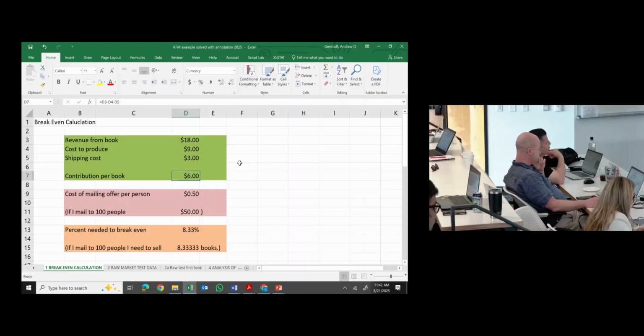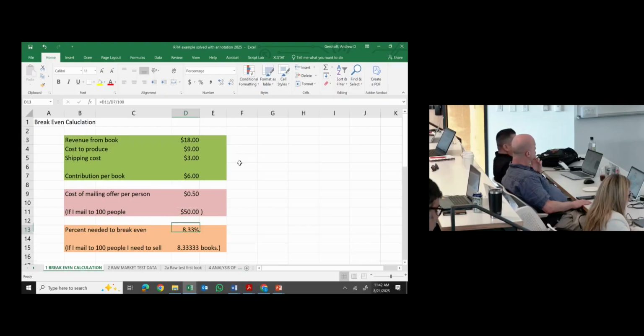But good point. Okay, so now what does this mean? This means that if I start to think about, well, of the 100 people, how many books do I need for them to buy? If you get $6 from each book, if I sell 8 books, that's only $48. 8 out of 100 is 8%, that's not enough money. If I sell 9 books, that's $54, that's more than the $50 in advertising.